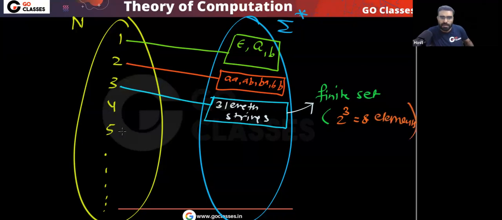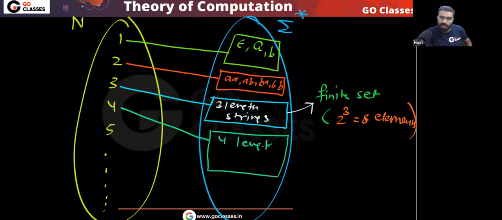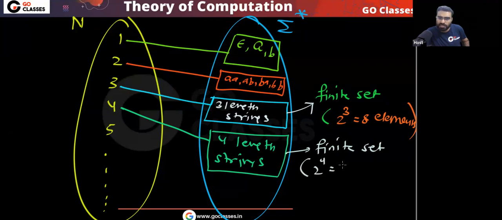So very simple. Similarly, to this 4, you will assign all the 4 length strings. And you can notice this is also a finite set. In this finite set, you have 2 power 4, that is 16 elements. So like this and so on.